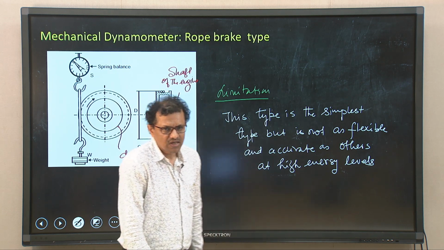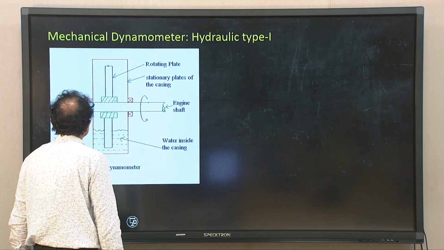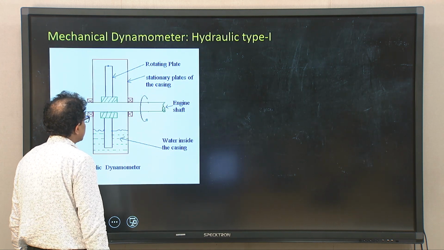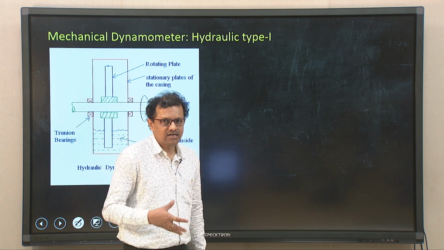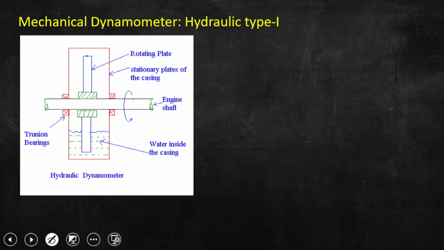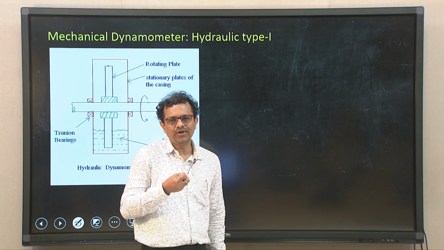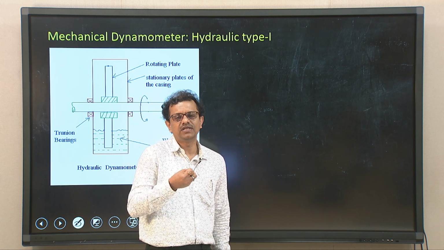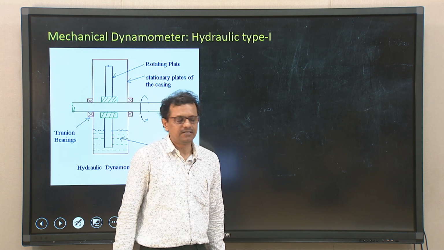Okay. So, now let us discuss this mechanical dynamometer, which is the hydraulic type. As I said, all these dynamometers are essentially absorption type. They absorb the energy produced by the shaft, and that absorption of energy will be an indication of the measurement of the power output of the engine.